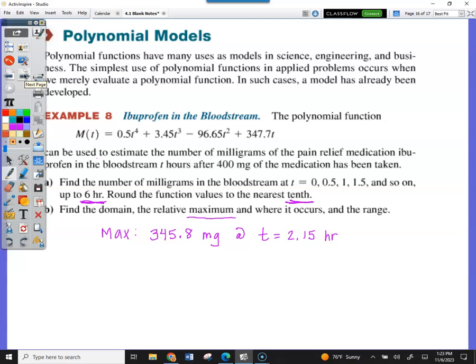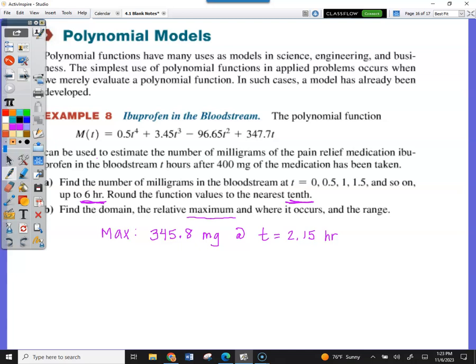Ibuprofen in the bloodstream is represented by this function. You don't have to understand where these numbers come from. You just have to understand what the letters stand for. M is saying how much medicine is in your system.